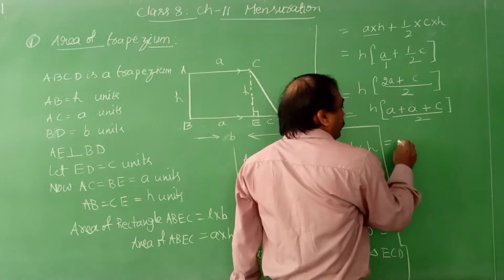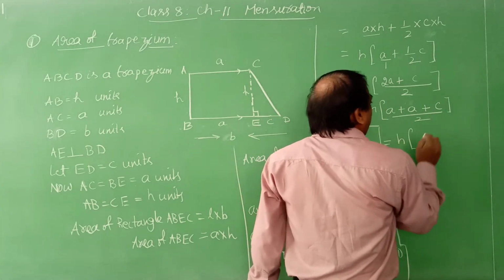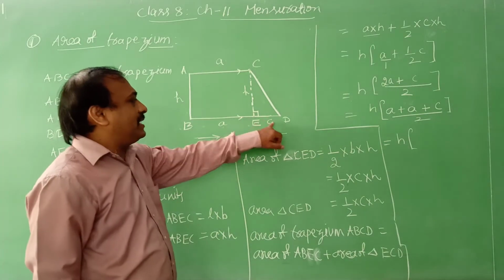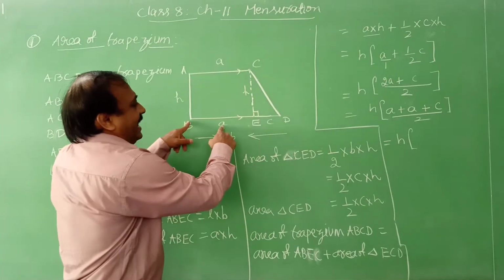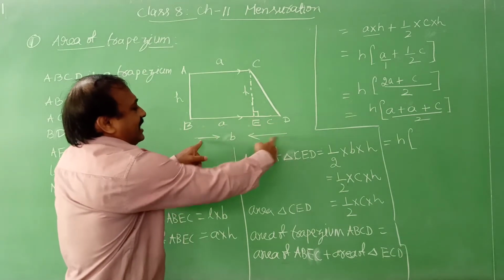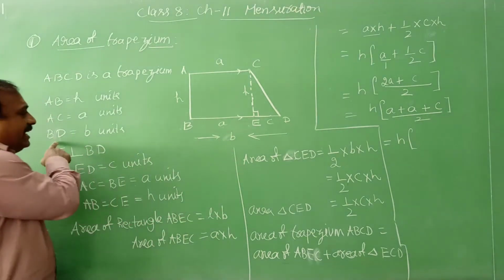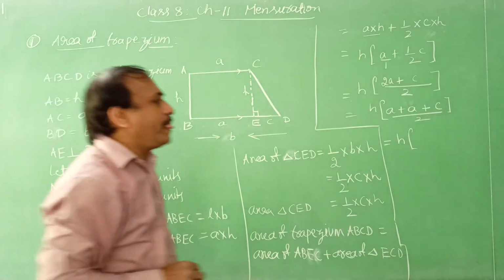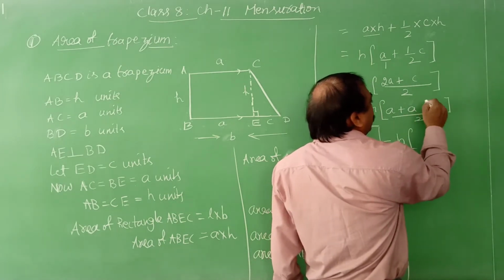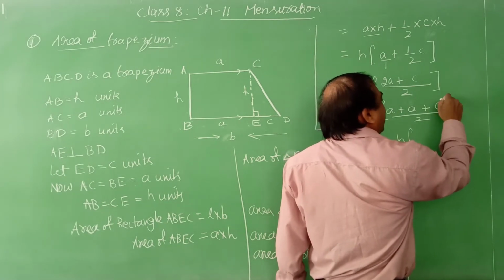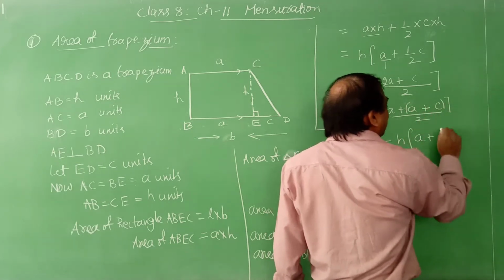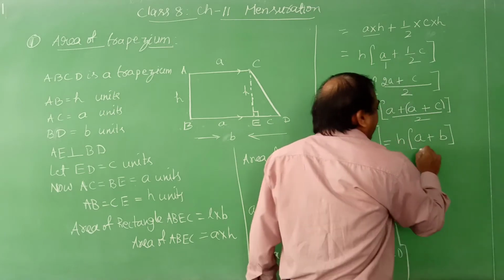Which is equal to H into, now observe it, A plus C together. From here to here it is A, from here to here the distance is C units, so together A plus C, the total distance is equal to B. So H into these two, A plus C together, we can write as B by 2.